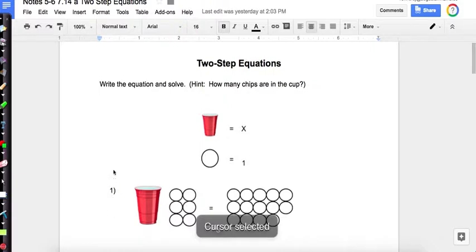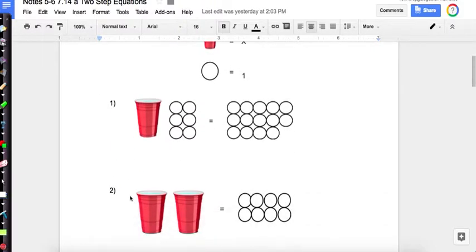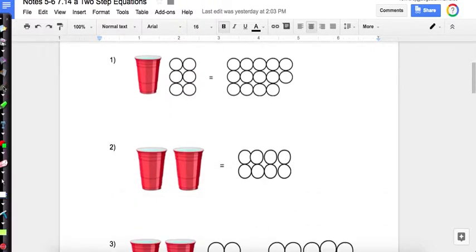Okay, number 2. This time I have 2 cups equals 8 chips. And remember, I want to know how much is in 1 cup. So 2x equals 8. The opposite of multiplication is division, so I can divide both sides by 2. 2 divided by 2 is a 1 in disguise, so x equals 8 divided by 2 is 4. So x equals 4. There would be 4 in each cup, because 4 and 4 is 8.